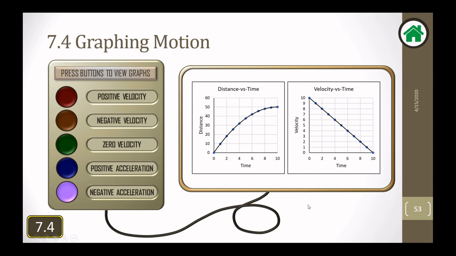And that's going to be it, folks. That is the end of lesson 7.4. I would encourage you to go back and review the other lessons in this unit, lesson 7.1, 7.2, and 7.3.